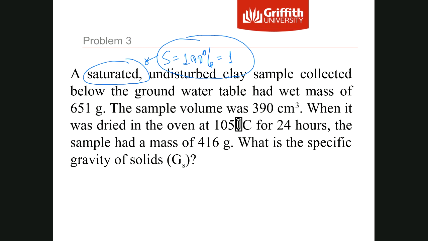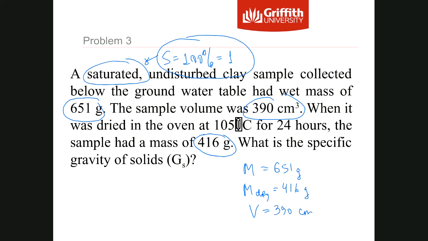It has a mass of 651 grams, and it has volume this much, and it was dried in the oven, and when it was dry, it got a mass of 416. So total mass was 651 grams. Then dry mass was 416 grams, and volume was 390 cubic centimeters. We need to find specific gravity.